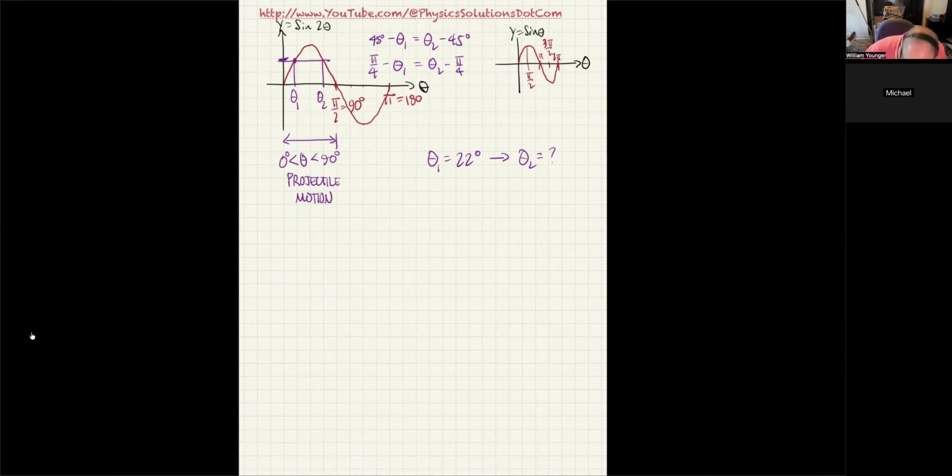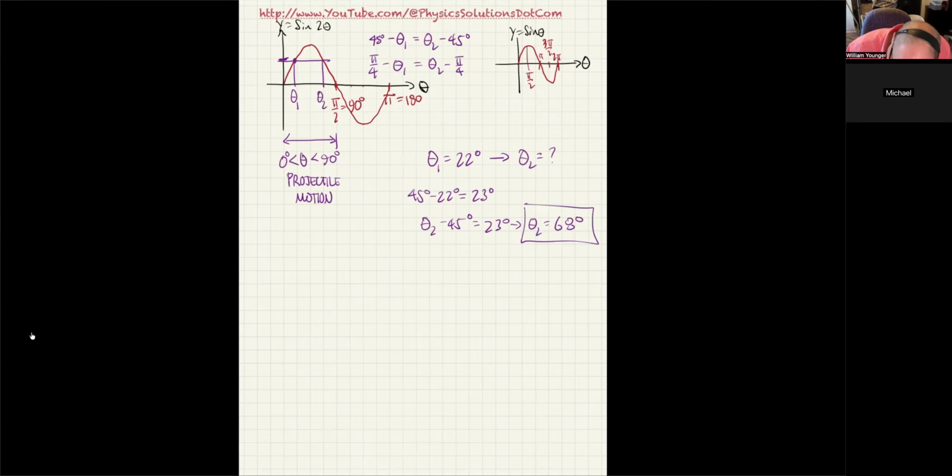Well, 45 degrees minus 22 degrees is actually equal to 23 degrees. And then theta 2 minus 45 degrees has got to equal 23 degrees as well. So that means theta 2 is equal to 45 plus 23. That would be 68 degrees. So theta 2 is 68 degrees. So that's how you find your high and low trajectory. If you can shoot at a certain distance, you're fine.